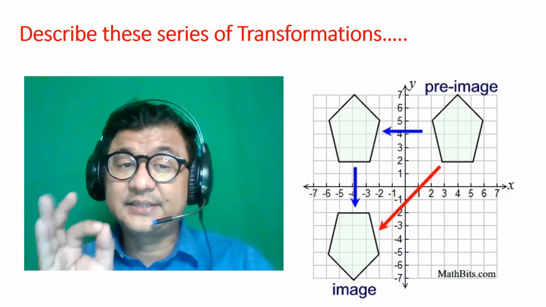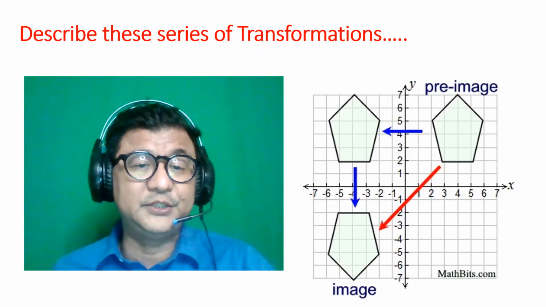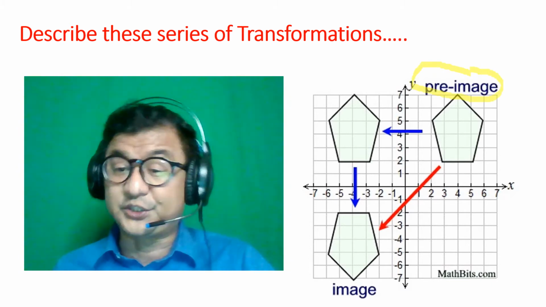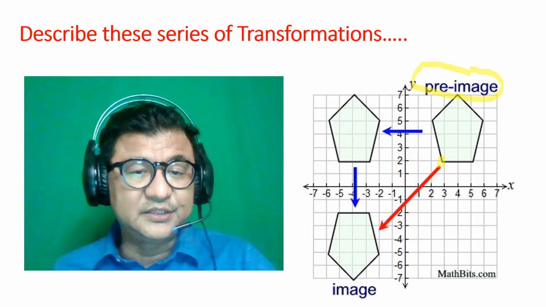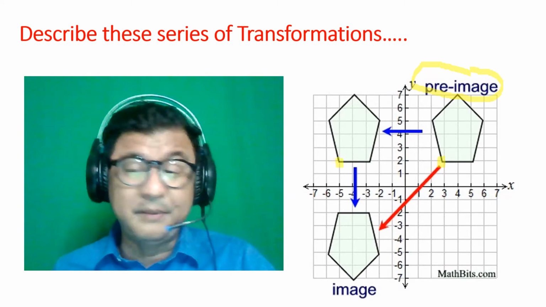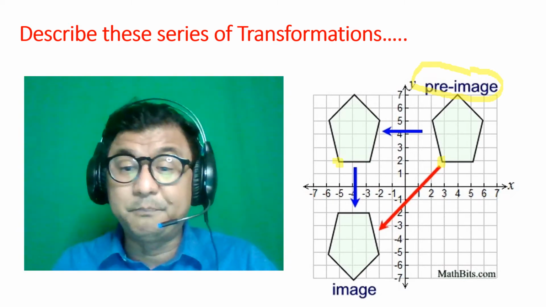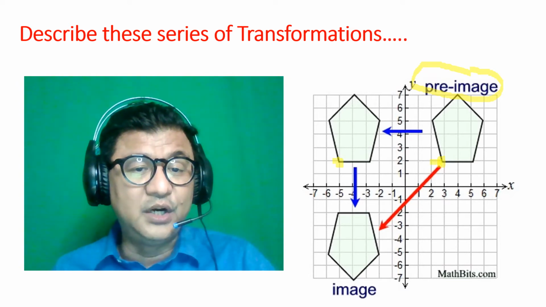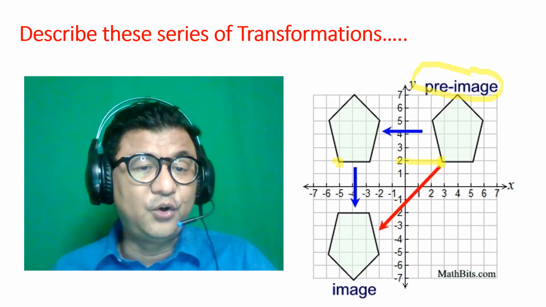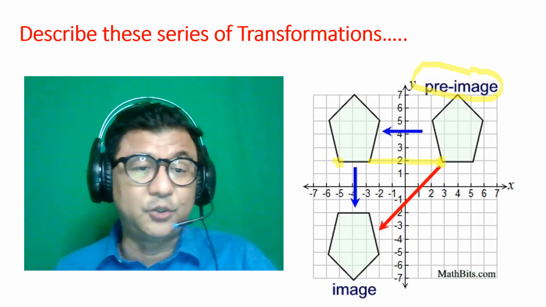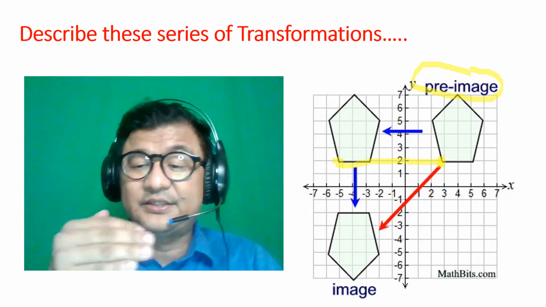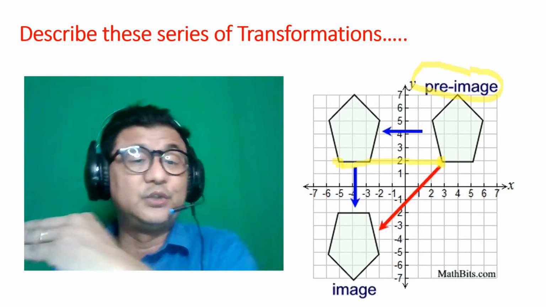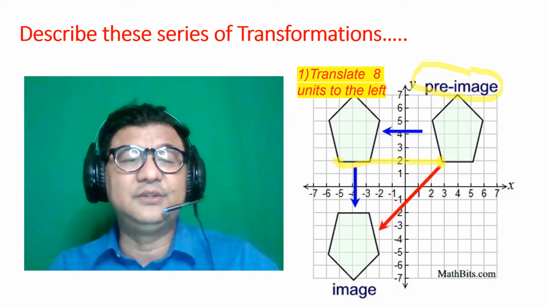Now, let's examine this series of transformation. Pre-image, that means it started there, obviously. So let's start by looking at this point, going to that point. Remember, compare the corresponding points. So let's move 1, 2, 3, 4, 5, 6. But don't stop there. 7, 8. So that's 8 units to the left. Let's write it down.